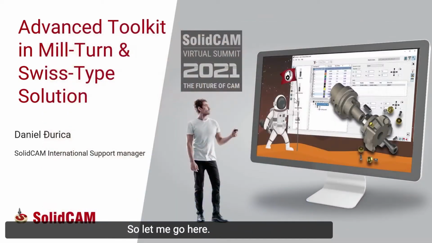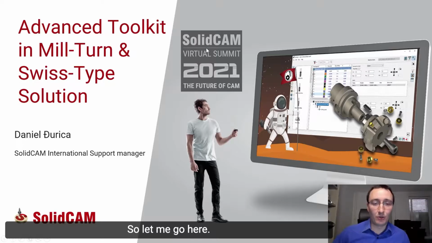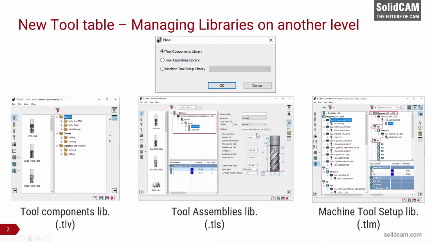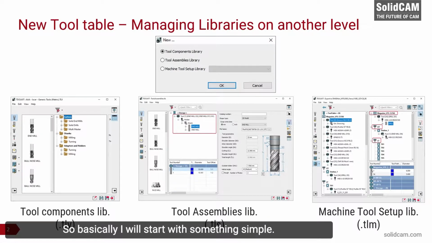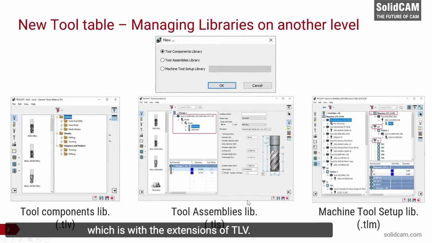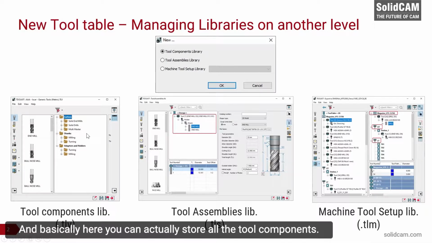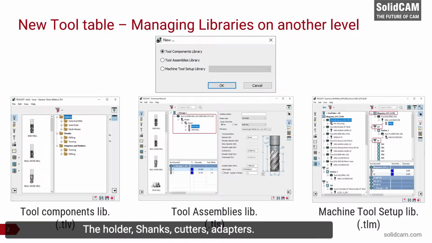So let me go here and I'll start with something simple. I will talk about the core of the toolkit, which actually consists of three different libraries. On the very left, you can see the tool component library, with the extension TLV. Here you can store all the tool components, okay? The holders, shanks, cutters, adapters, everything. Store it in a folder, organize it in the folder.